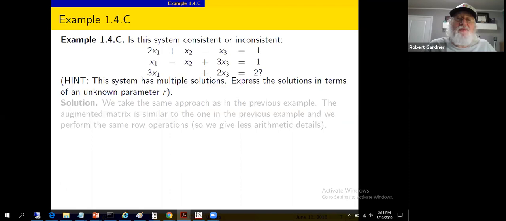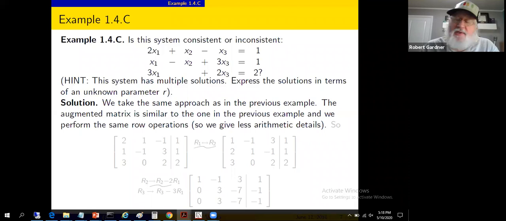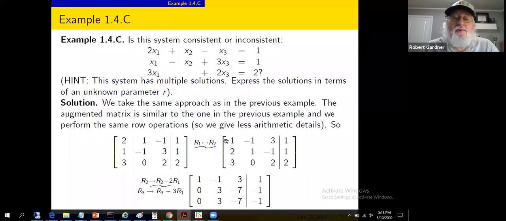Okay, let's do the same thing we did. Let's create an augmented matrix. Let's swap row one and row two like we did before. Let's do the subtraction to get the zeros like we did before. Let's use the three to get a zero there like we did before. Remember, I'm thinking pivot, get rid of that, have a pivot over here. You must do it in this order.